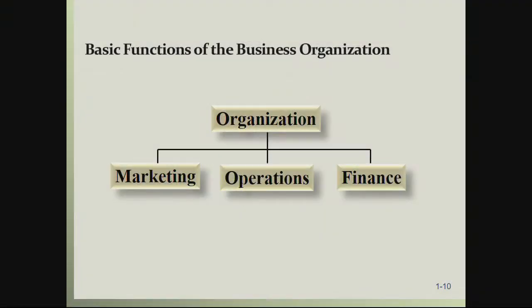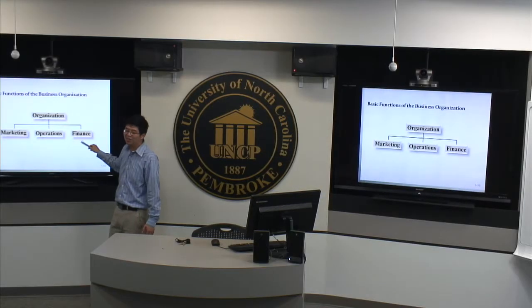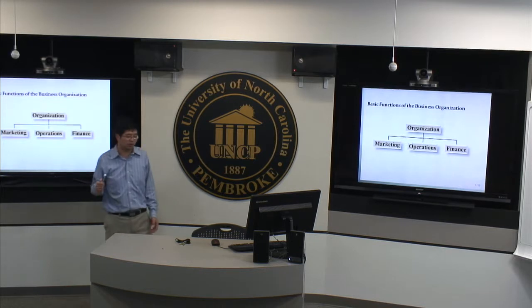There are three major functions in almost all organizations: marketing, operations, and finance. What is the C-level position for these departments? Marketing, CMO, right? This is COO. What about this? CFO, right? It's not UFO, CFO.